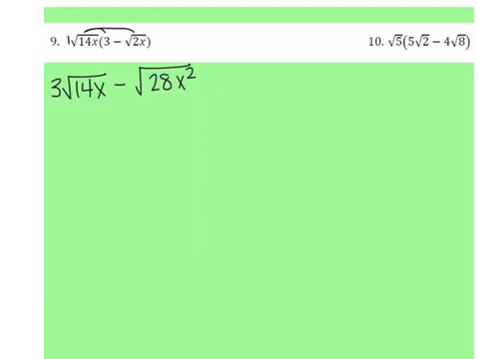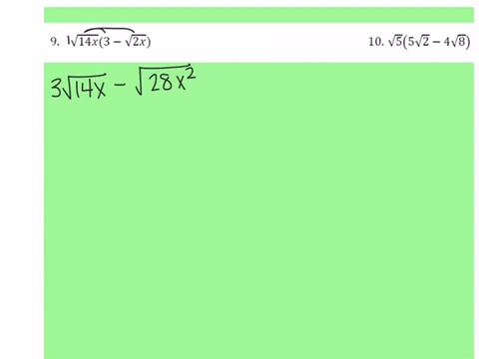So now we're going to simplify anything we possibly can. 14, can I simplify 14? Well, let's see. My perfect squares, I don't have anything that goes into 14. And then if I go in, can I simplify that x under the radical? Well, it needs a partner so it can come out.